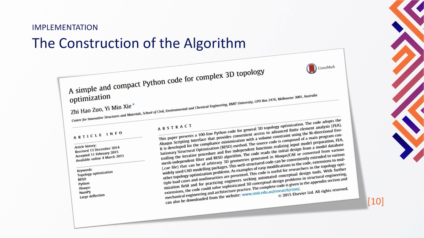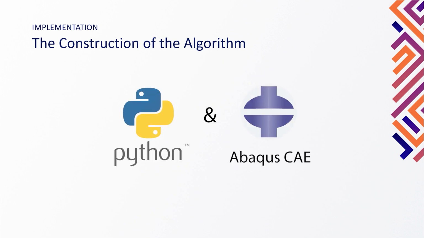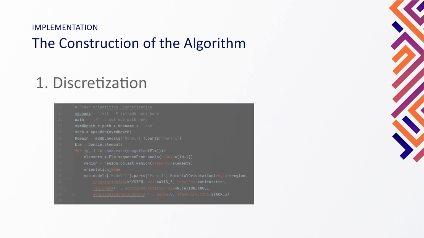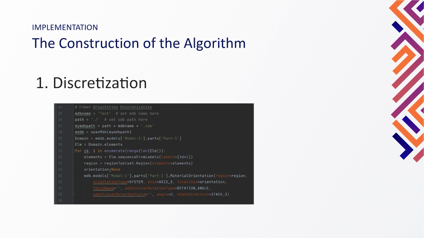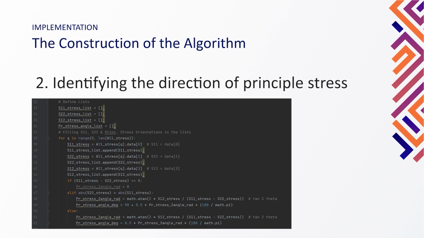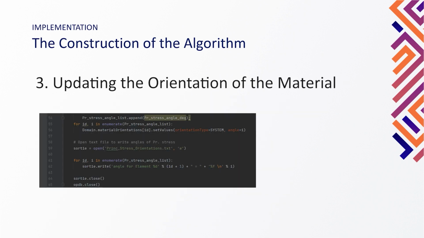Similar to the 100-line code of Zhu and Xie, the algorithm was constructed using Python with the Abaqus scripting interface. However, BESO for 3D printed FRPs has 3 more novel pieces of code. The first one is for discretization and adding the variable of material orientation in the optimization. The second one is for identifying the principal stress direction for each element. And the last one is for updating the material directions. And there are minor changes to the code of Zhu and Xie for it to optimize 3D printed FRPs.